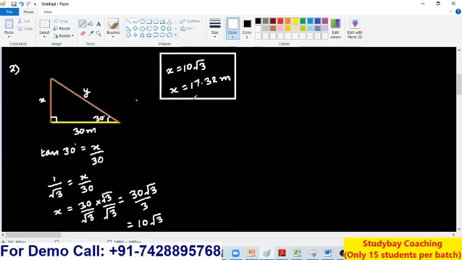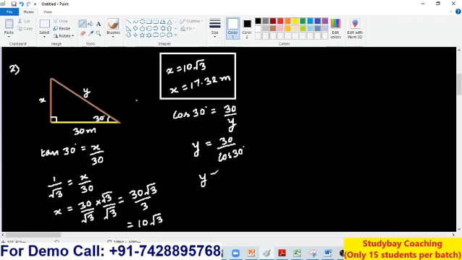Now about y, we can say cos 30 degree equals base upon hypotenuse. Now we can put y equals 30 upon cos 30 degree.